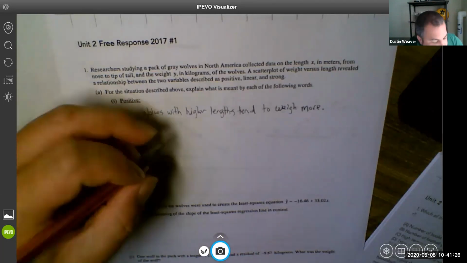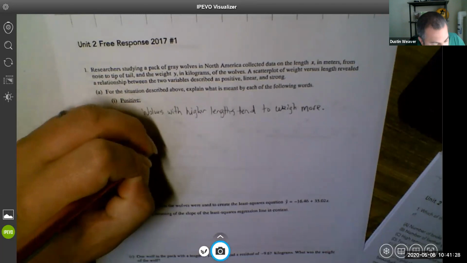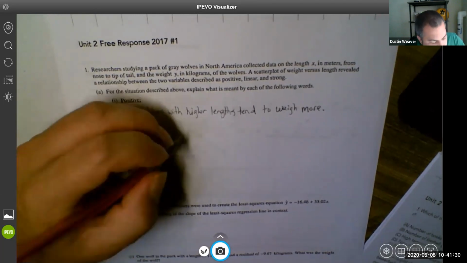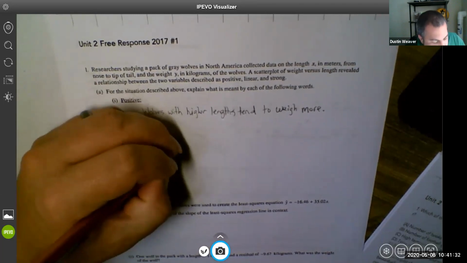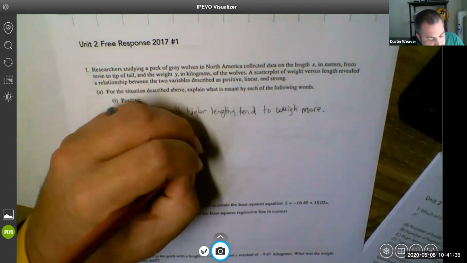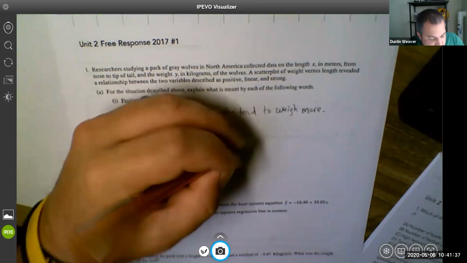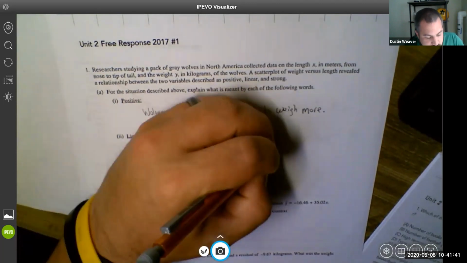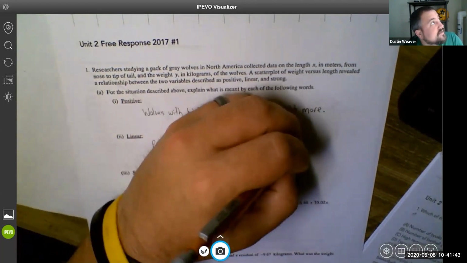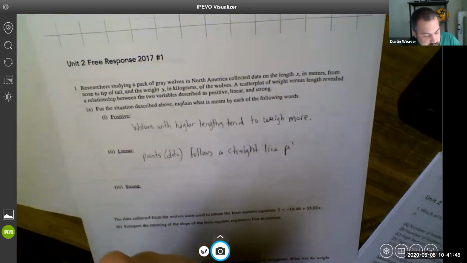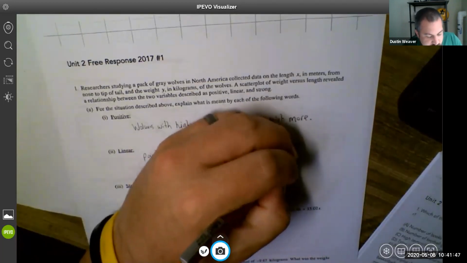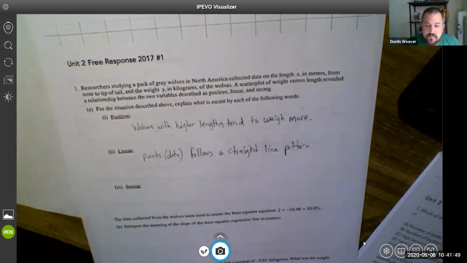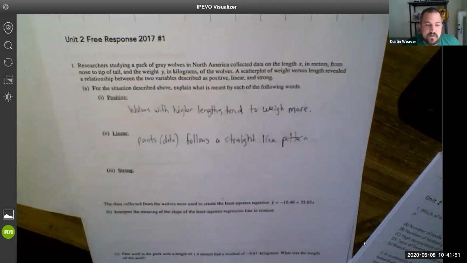Okay, let's talk about linear. So linear just means that the points, or our data, follow a straight line pattern. So our data points follow a straight line pattern. That's what it means for it to be linear.